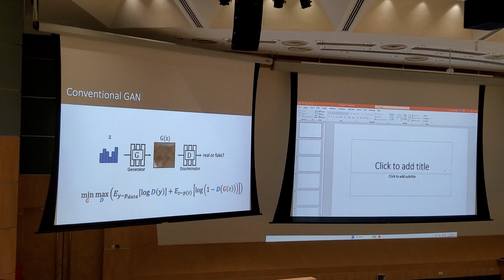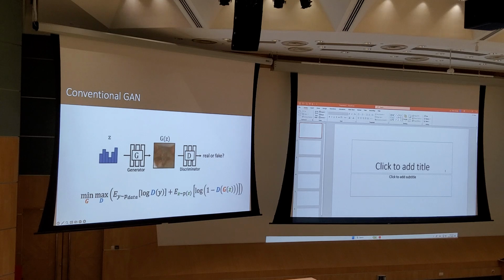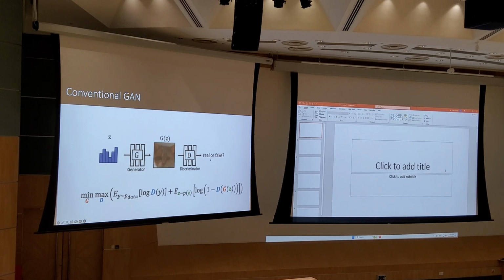Okay, so this is our GAN, the conventional GAN. This is the value function. We feed a random vector to our generator. We get a fake image, then the discriminator will decide whether it is real or fake, isn't it?